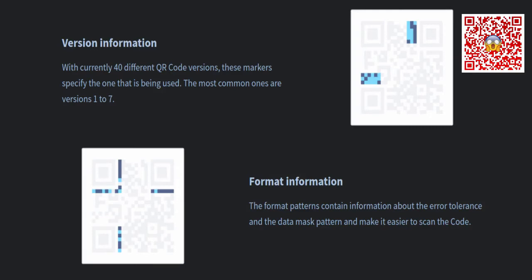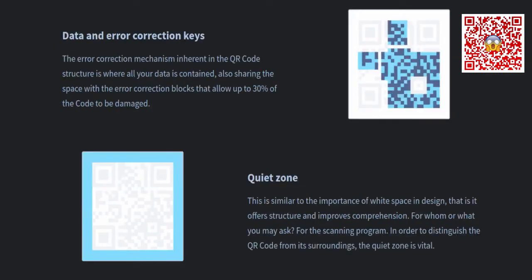Format information. The format pattern contains the information about the error tolerance and the data mask pattern, and makes it easier to scan the code. Data and error correction keys. This is where all your data is contained, also sharing the space with the error correction block that allows up to 30% of the code to be damaged.